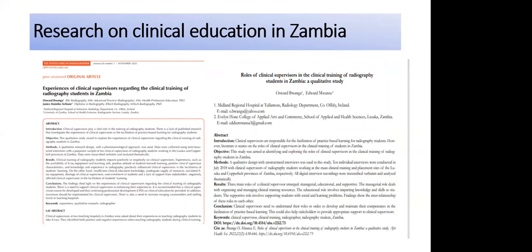Another paper was also done by Wanga and Dr. Sichone. They were looking at the experiences of our clinical supervisors in clinical training of radiographers. Through this paper, a lot of things came out. I'm sure some of our colleagues in this meeting participated in this research. All of them were saying they need training, because currently what they are doing is not according to what they're supposed to do.